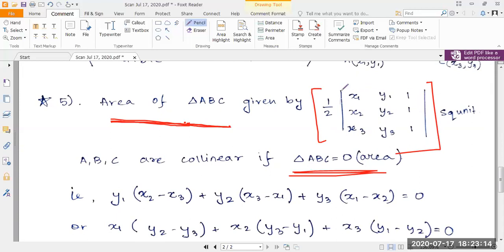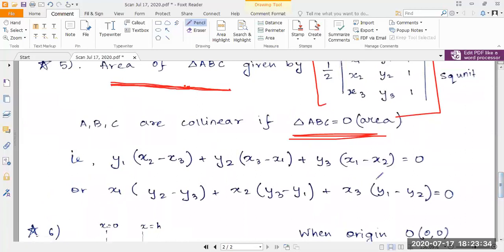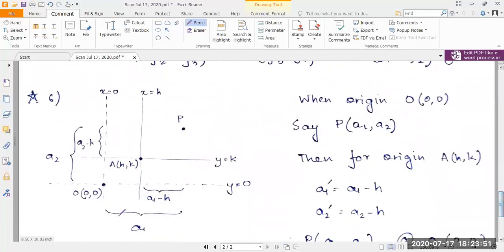That will only happen if this matrix itself, that is if I ignore this half part, this matrix itself is 0. And if you solve the matrix, or if you know how to find the area, then that would be y1 into (x2 minus x3) plus y2 into (x3 minus x1) plus y3 into (x1 minus x2) equal to 0. Or of course you can write it in the opposite direction using x1. So sorry, that would be x1 into (y2 minus y3) plus x2 into (y3 minus y1) plus x3 into (y1 minus y2).